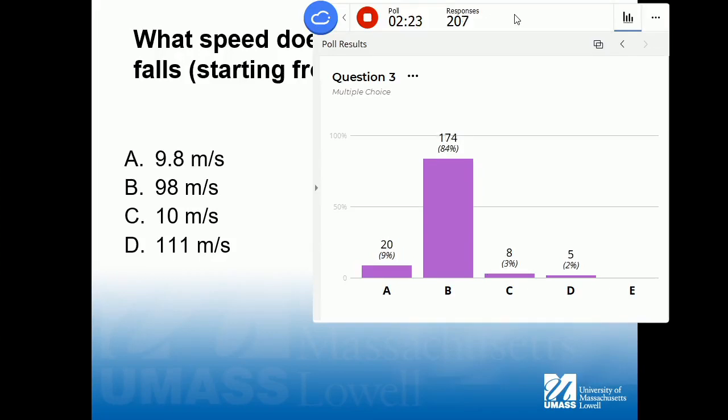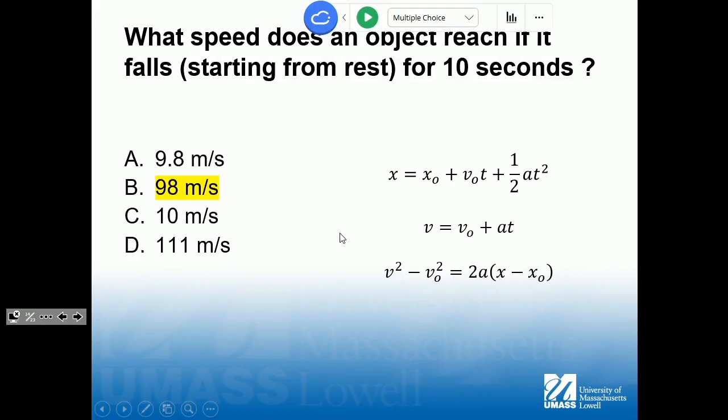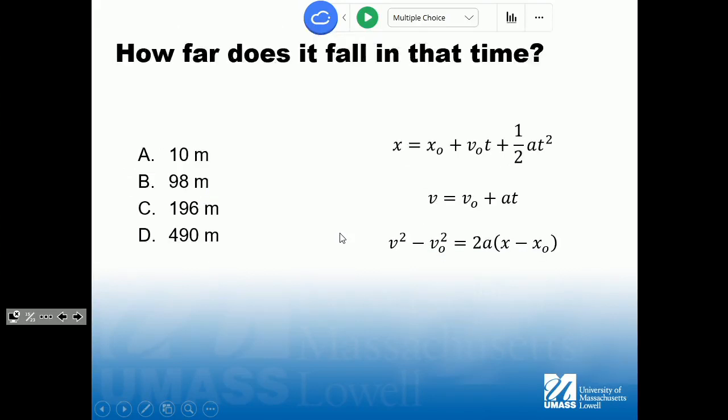V is correct. It's 98 meters per second, right? V is V0 plus AT, the second equation. We're looking for V. V0 is 0, we start at rest. A is 9.8, T is 10. So 9.8 times 10 is 98. Right, now let's say I asked you instead of its speed, I'm looking for how far it fell.